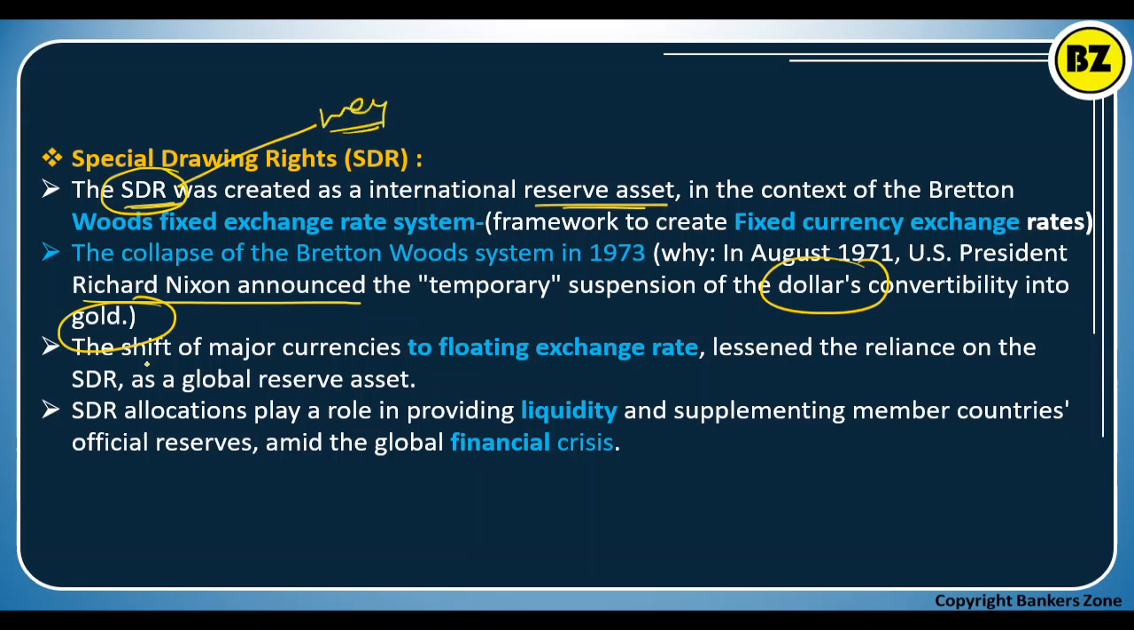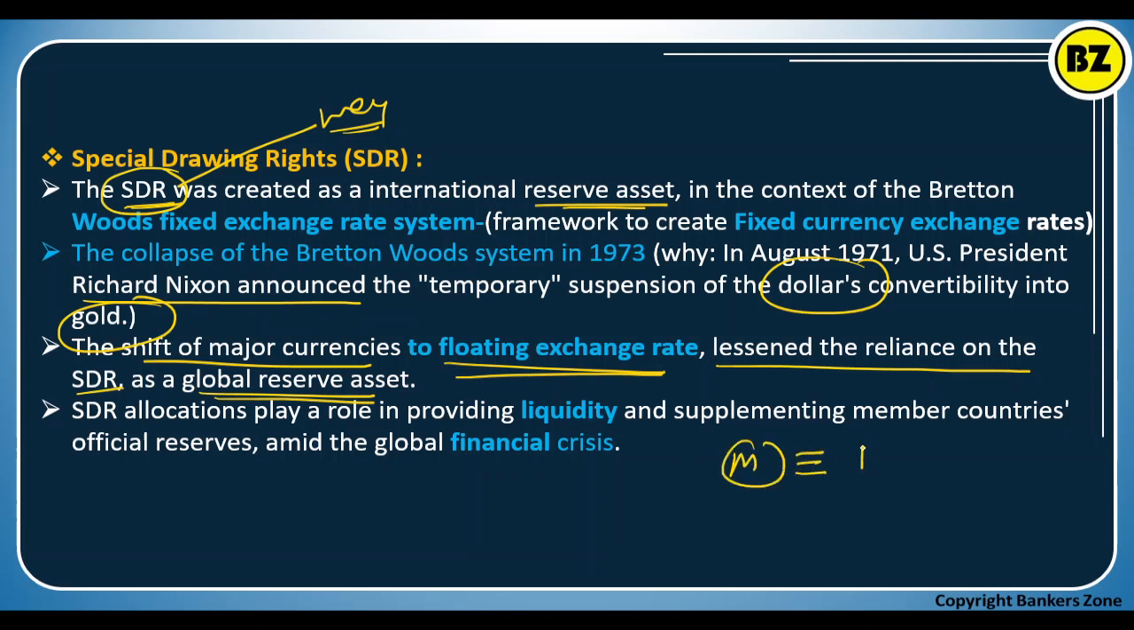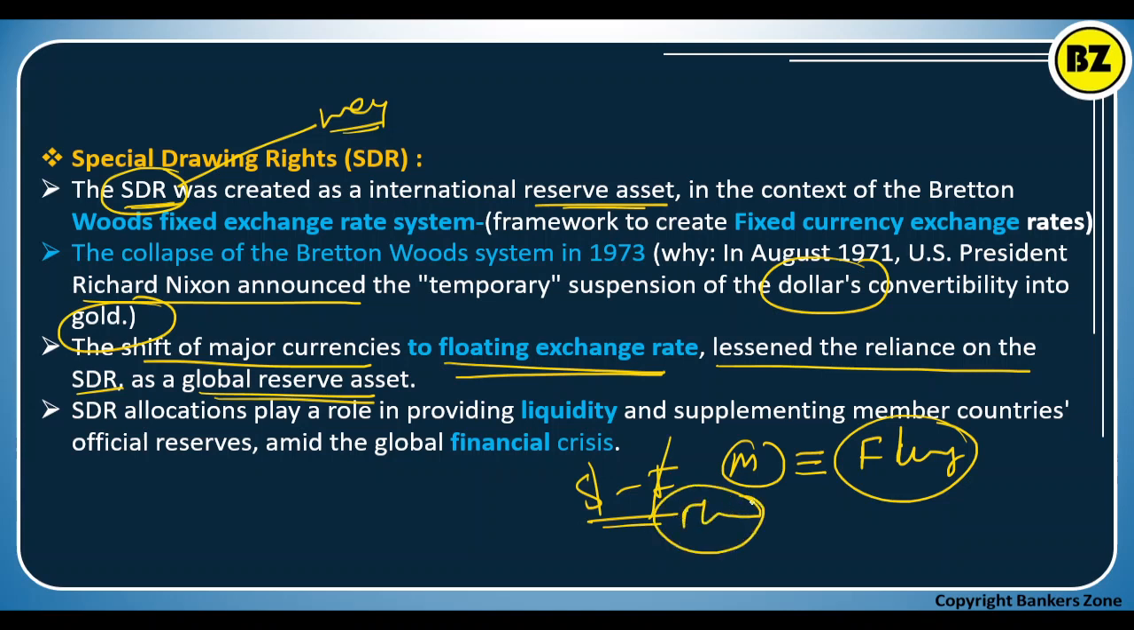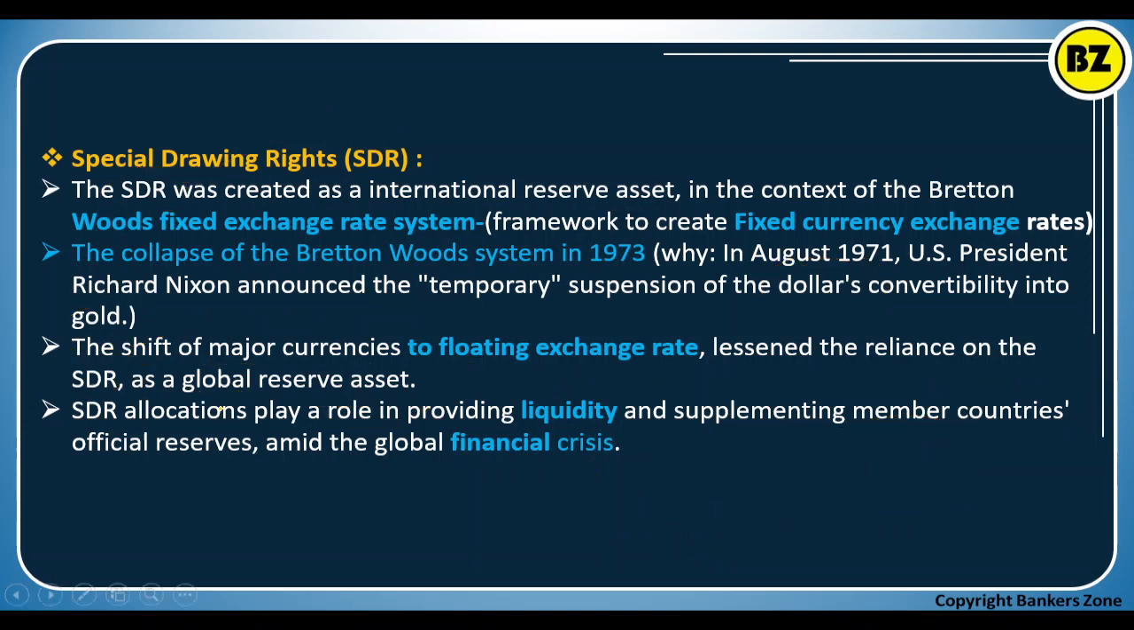Now see, the shift of major currencies to floating rate exchange lessened the reliance on SDR as a global reserve asset. So many countries are now shifting to the floating rate mechanism. You know the daily dollar to Indian rupee rate, where it is. That is basically due to the floating rate mechanism, which has a lot of factors. Now almost every country is switching to the floating rate mechanism. So there is a global need for a global reserve asset, and that's how SDR evolved.